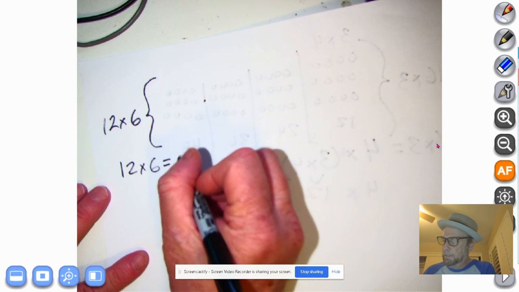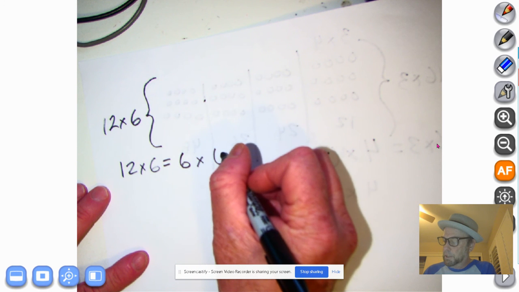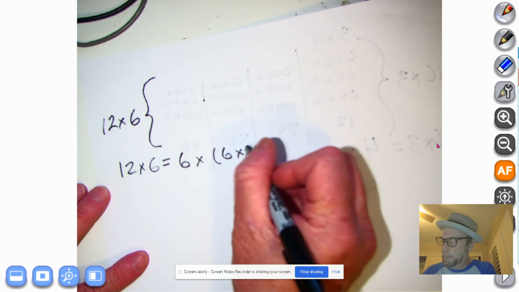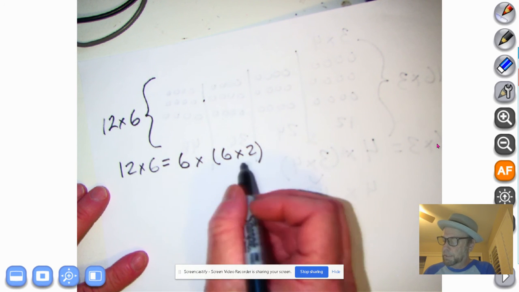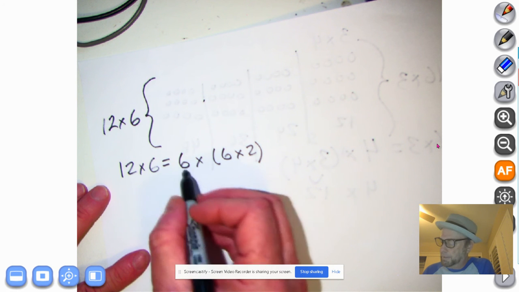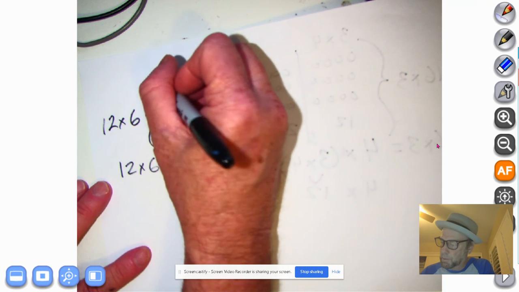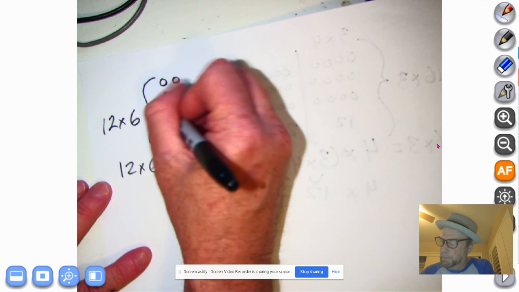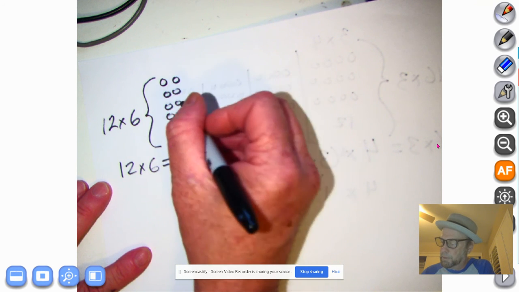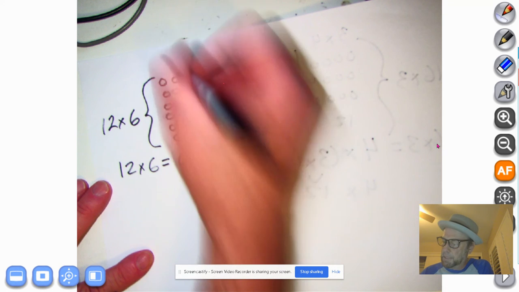Let's do 6 times 6, but we have to do the 12 as 6 times 2, okay? So 6 times 6 times 2. All right, that's basically saying 12 times 6, right? 6 times 2 is 12, times 6. So 6 times 2, 6 groups of 2. 1 group of 2, 2 groups of 2, 3 groups of 2, 4 groups of 2, 5 groups of 2, and 6 groups of 2. So we have our 6 times 2 right here.